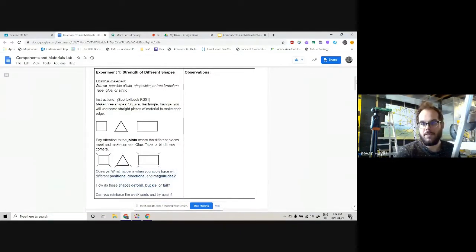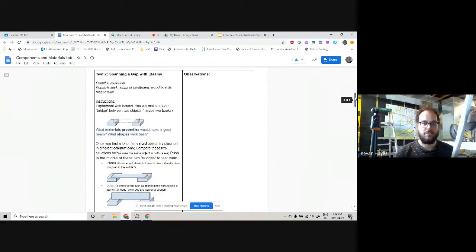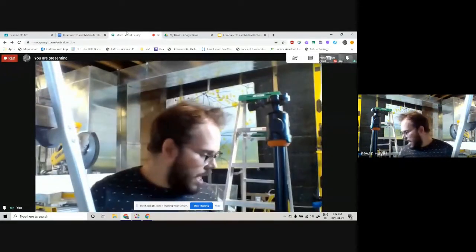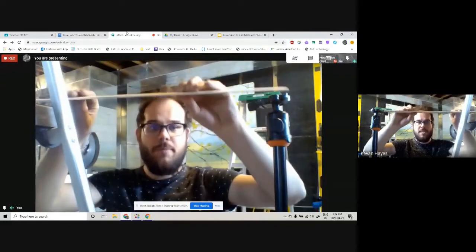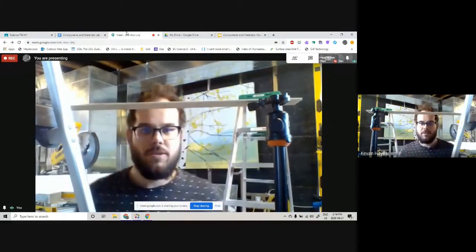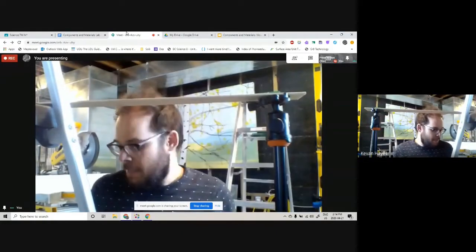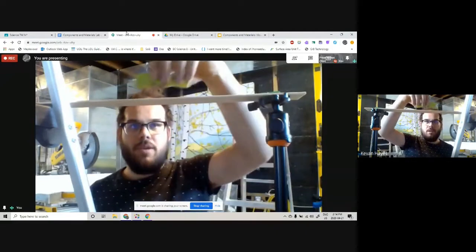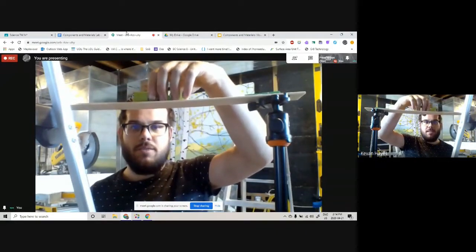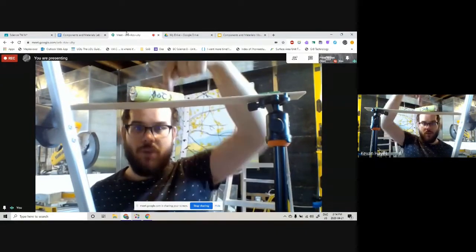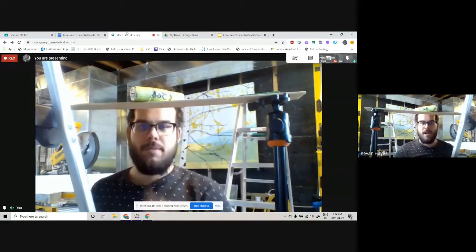This experiment is having you explore beams. Beams are members in a structure that span a distance between two supports. So I have, for example, a beam here. We can treat this like a beam. It goes from one support to the other support, and it spans a distance. And what that means is I can apply a force out here in the middle somewhere, right?